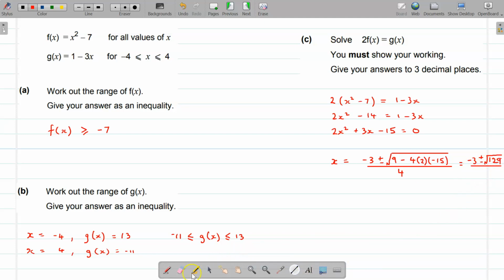So they are the simplified surd solutions, and what we need to do is give them to 3 decimal places. And that comes to x equals negative 3.589 and positive 2.089. And that's the end of the first question.